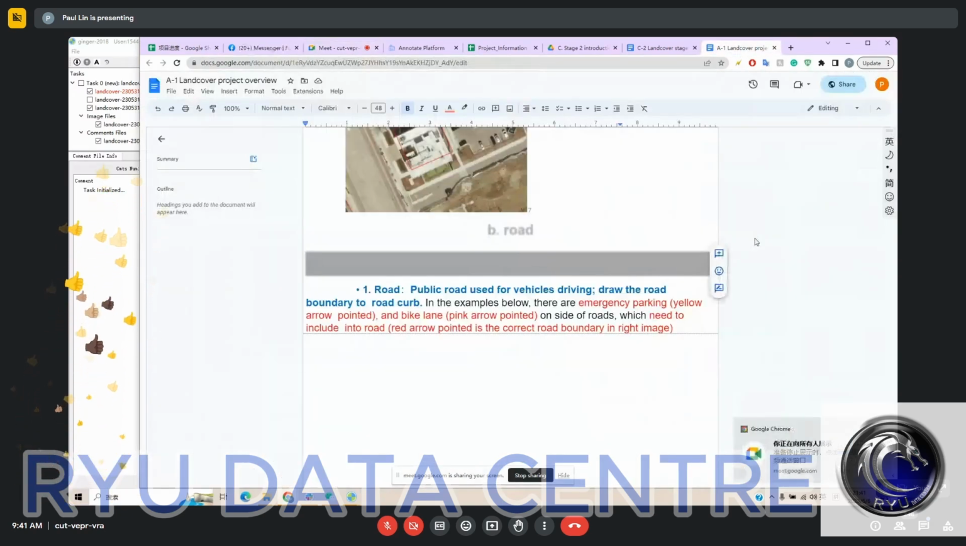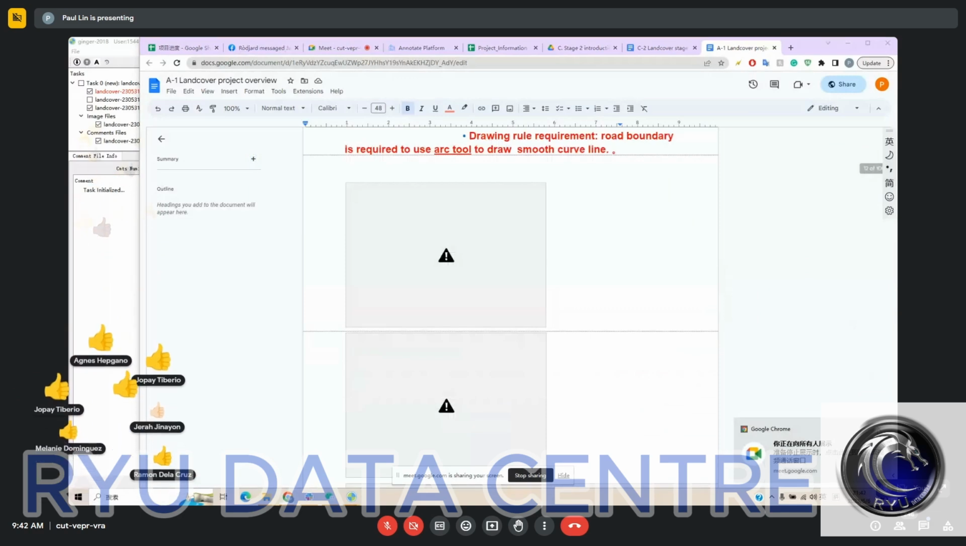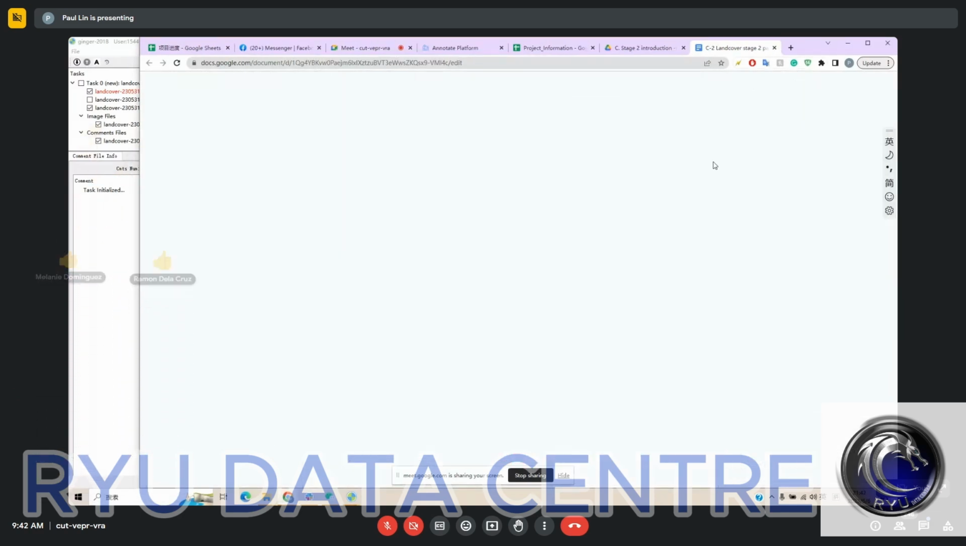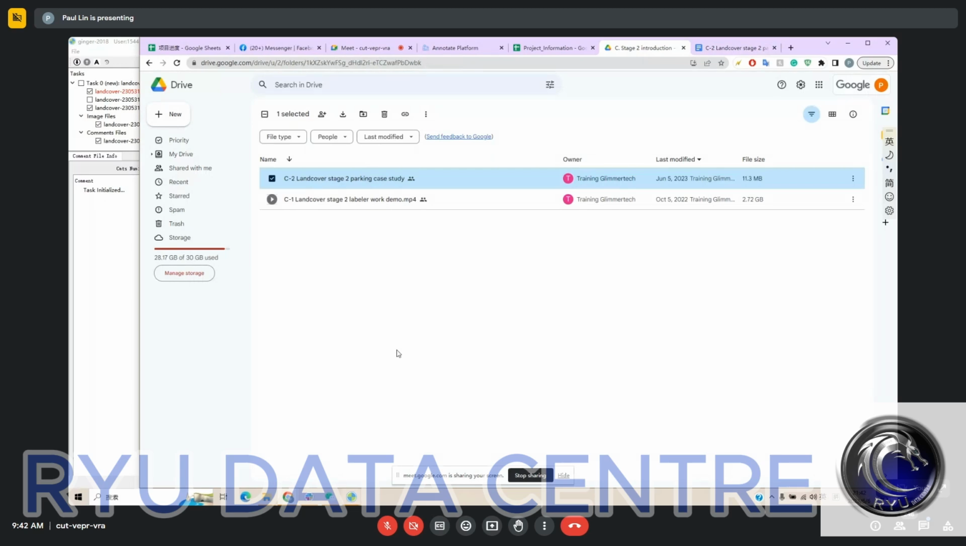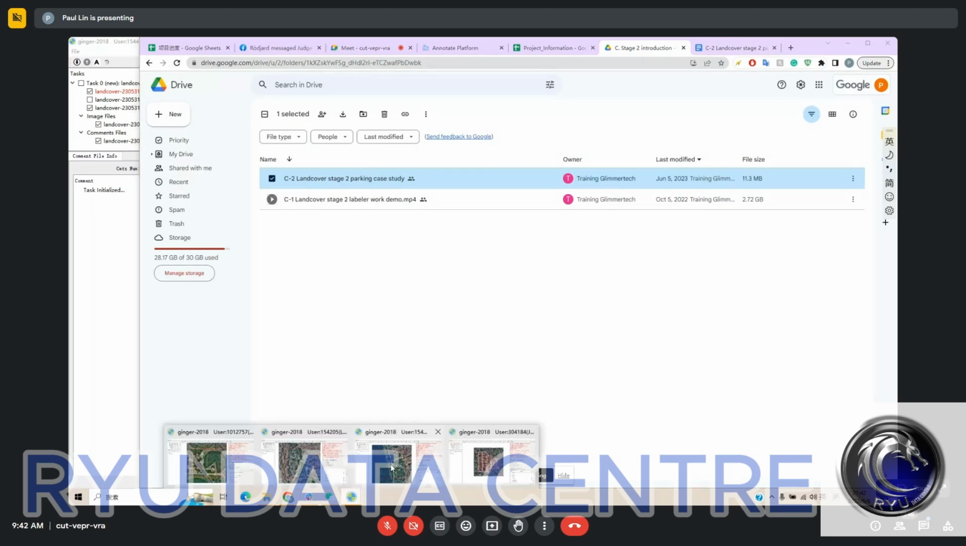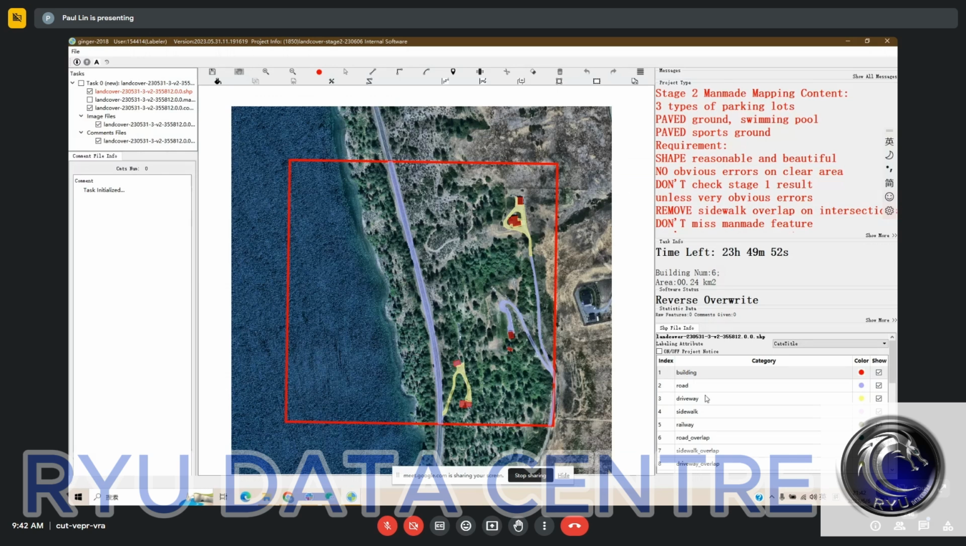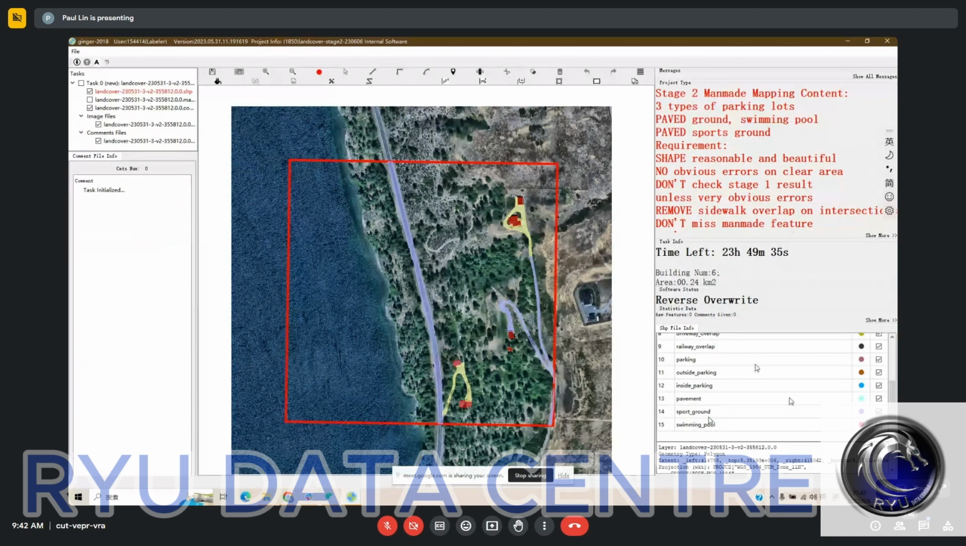Well, let's start. This project, Landcover Stage 2, is actually very simple, and there are not many categories. I don't need to go through the definitions because they're pretty straightforward. Basically, it's just parking, outside parking, inside parking, payment, sports ground, and swimming pool. All the words here are pretty straightforward. Just follow the definition. For the sports ground, make sure it's paved sports ground. There are only a few things I need to clarify, which are parking, outside parking, and inside parking.